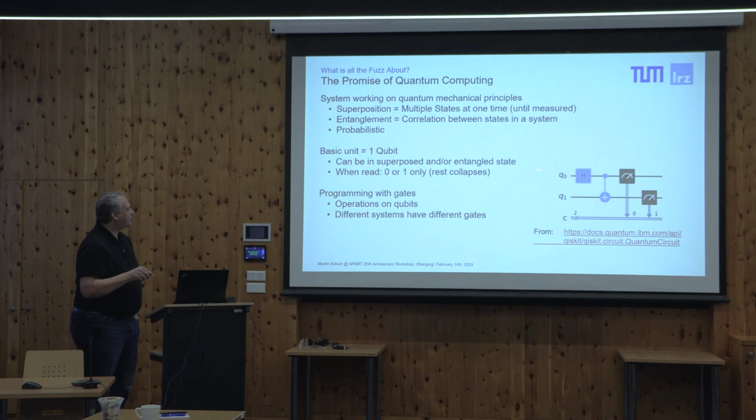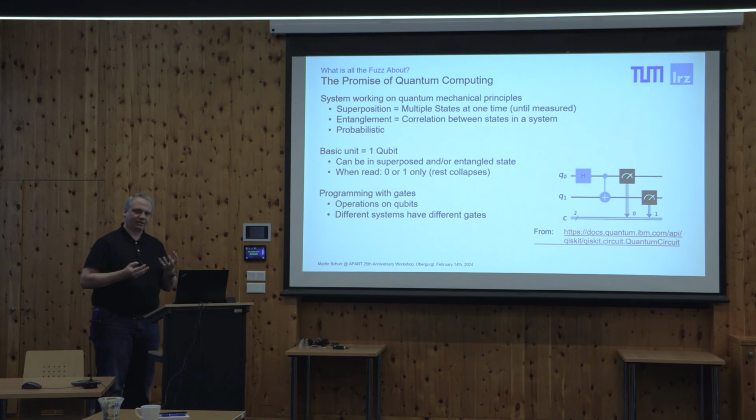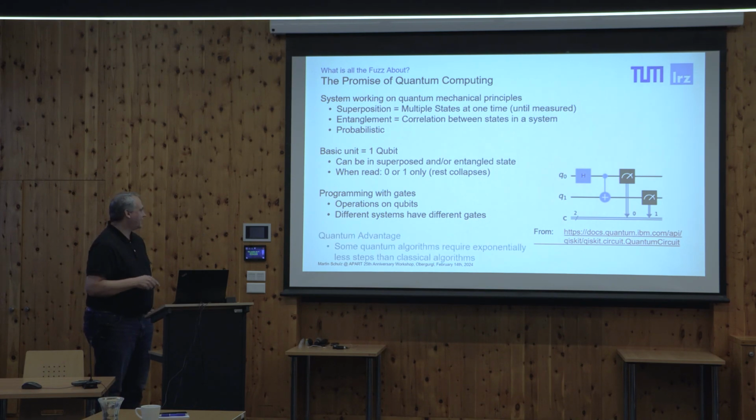And so basically you have these operations on qubits, and different systems have different gates. So there's not just one type of gates. Each type of quantum computer has different gates, and so you need to know what kind of quantum computer you have. And then, why are we doing this?